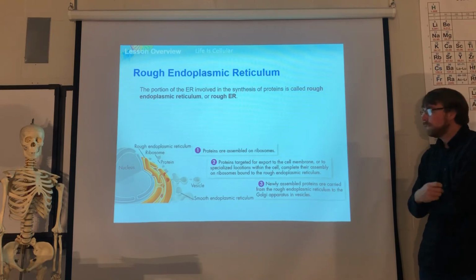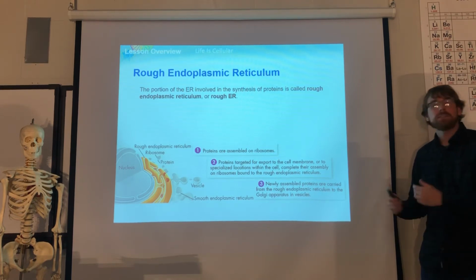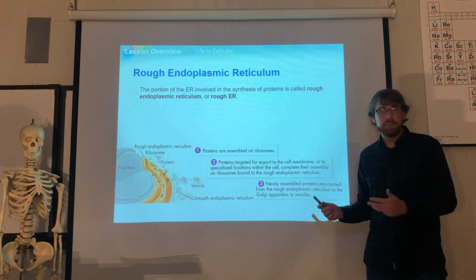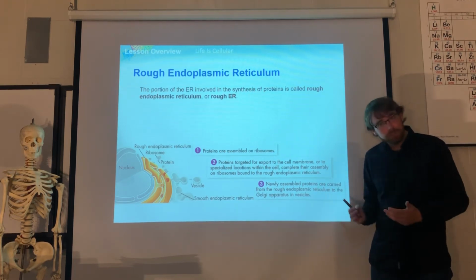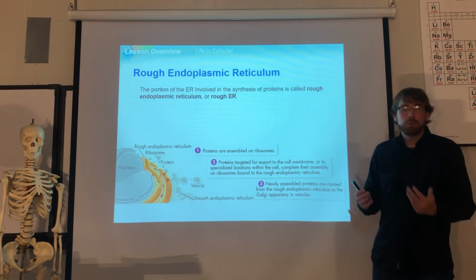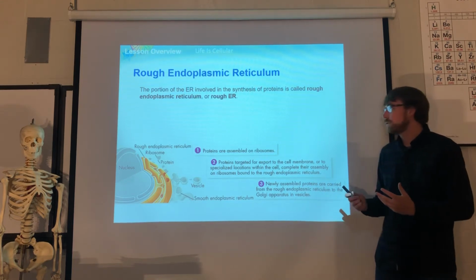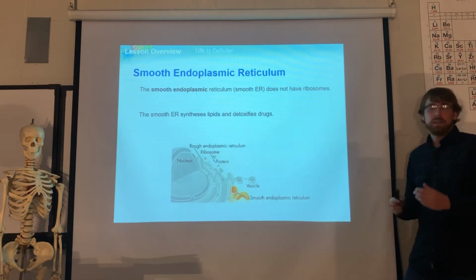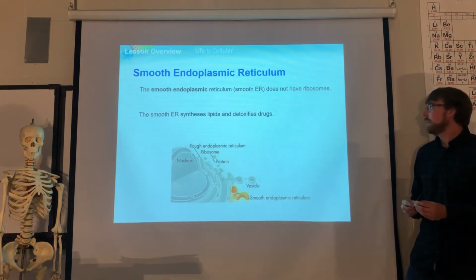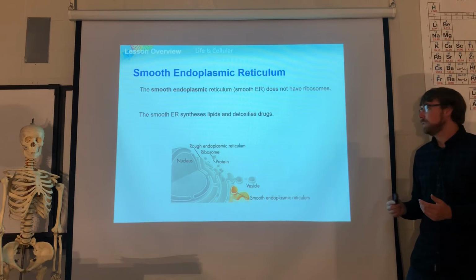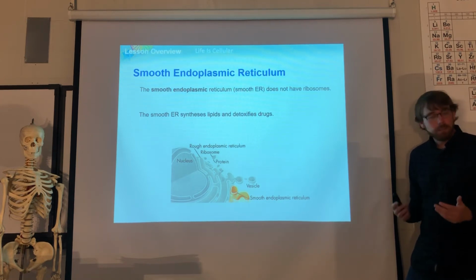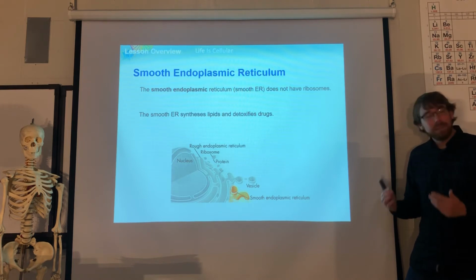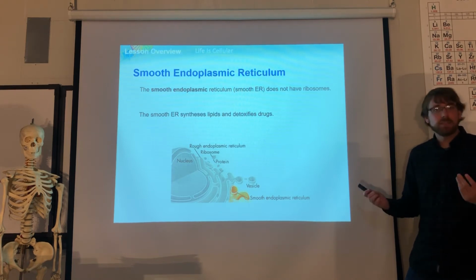The rough endoplasmic reticulum is involved in the synthesis of proteins. This should make sense because ribosomes are used to synthesize proteins, and the rough ER is covered with these ribosomes. The smooth endoplasmic reticulum does not have any ribosomes attached. The smooth endoplasmic reticulum helps to synthesize lipids, and it detoxifies some drugs.